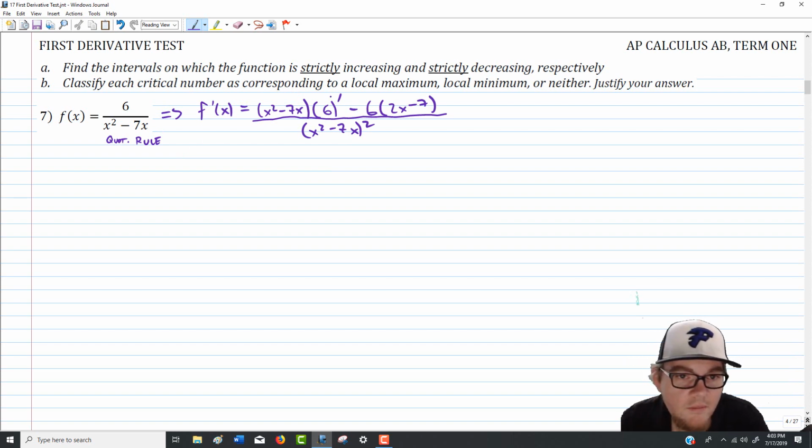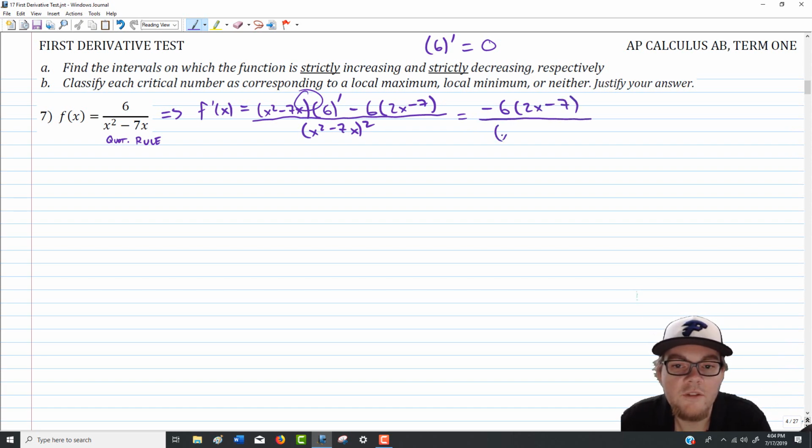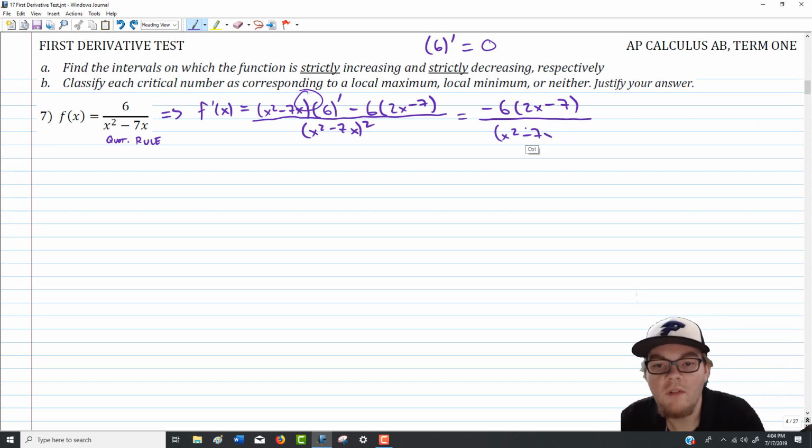We still have to simplify it a little bit, but you heard me mention earlier during my musical interlude that the derivative of 6 is 0, and that's very true. What that means is this first term of the difference is 0, and we're left with just negative 6 quantity 2x minus 7, all divided by x squared minus 7x, squared. So there it is. And in fact, if you like, you could even rewrite the denominator as two factored squares. There we go. It contains no less information than the previous one did, in fact.